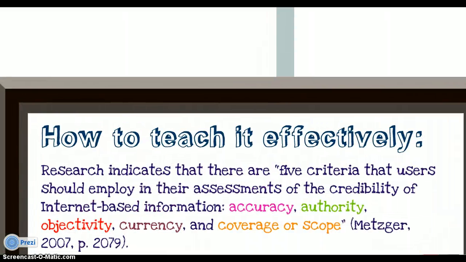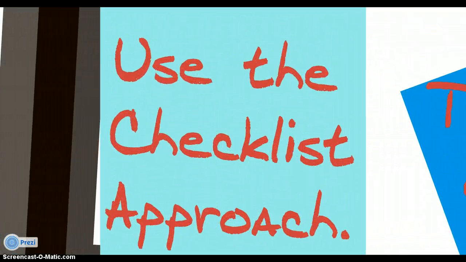So ultimately, how can we teach it effectively in our own classrooms? Well, research indicates that there are 5 criteria that we should be employing to understand whether internet-based information is really something we should be using. And that is through accuracy, authority, objectivity, currency, and coverage or scope. So those are things that we actually have to cover when we're talking about this in class.